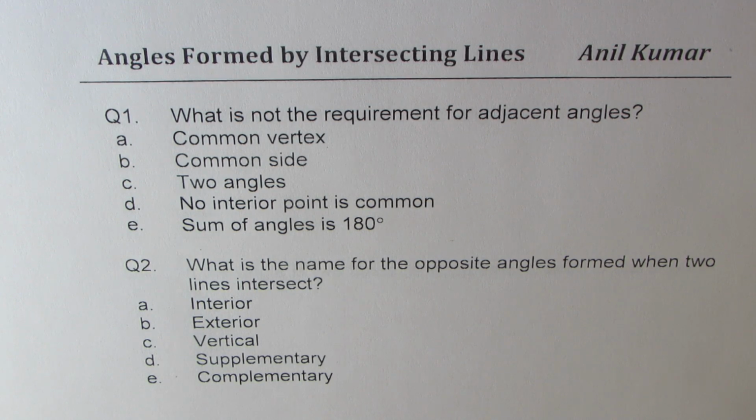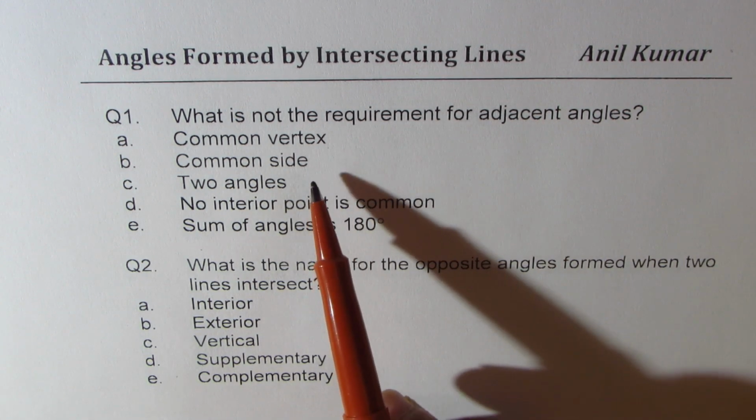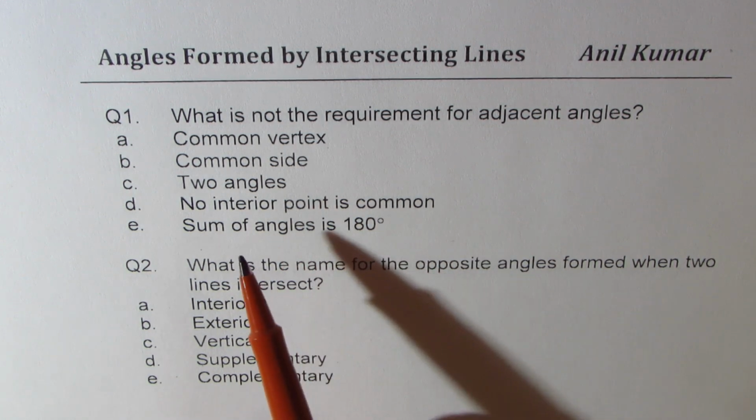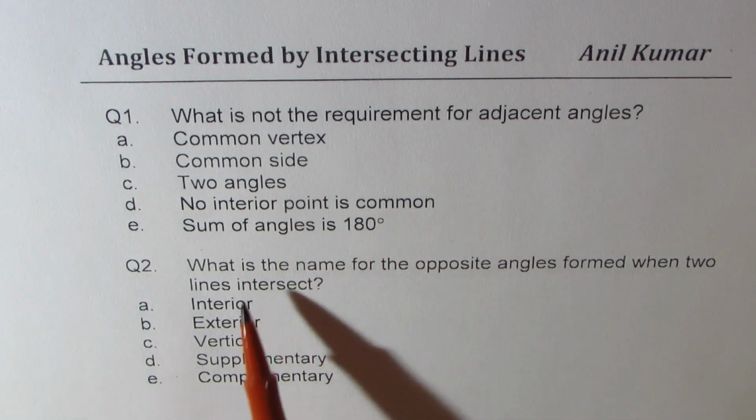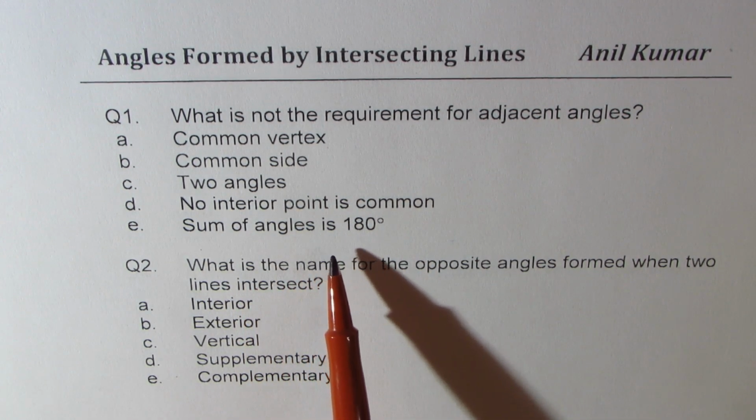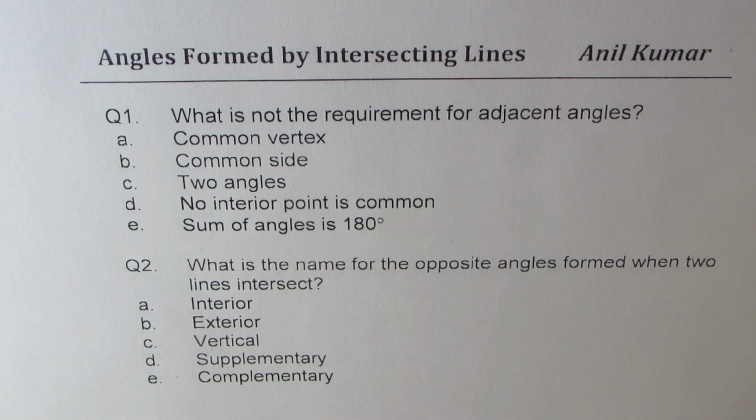Question number 1. What is not the requirement for adjacent angles? Common vertex, common sides, two angles, no interior point in common, sum of angles is 180 degrees. Question number 2. What is the name for the opposite angles formed when two lines intersect? Interior, exterior, vertical, supplementary or complementary?